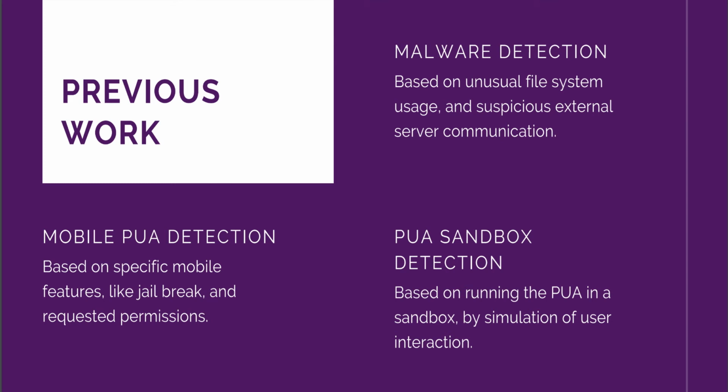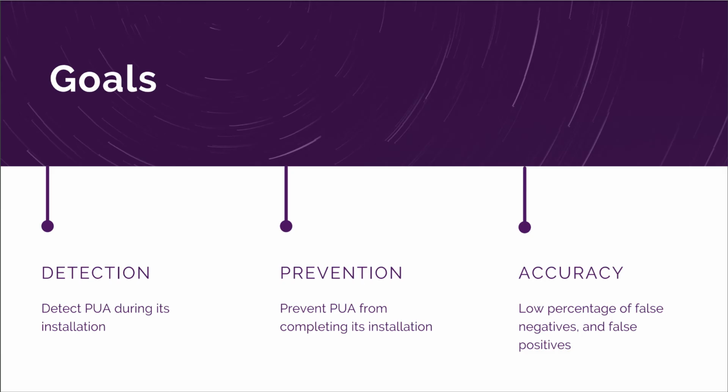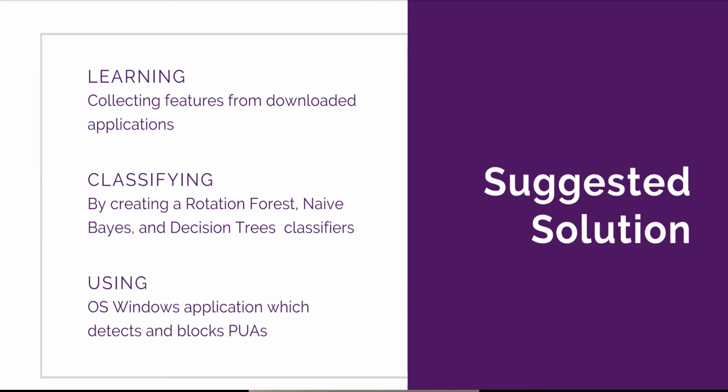What are our goals? First, detection. We want to detect the PUA during its installation, not afterhand. Second, prevention. We want to prevent PUA from completing its installation. Third, accuracy. We want to have a low percentage of false negatives and false positives in order to be a solution which users can actually use.